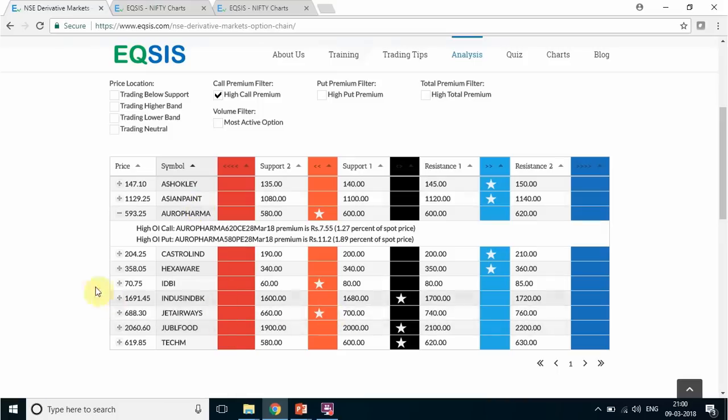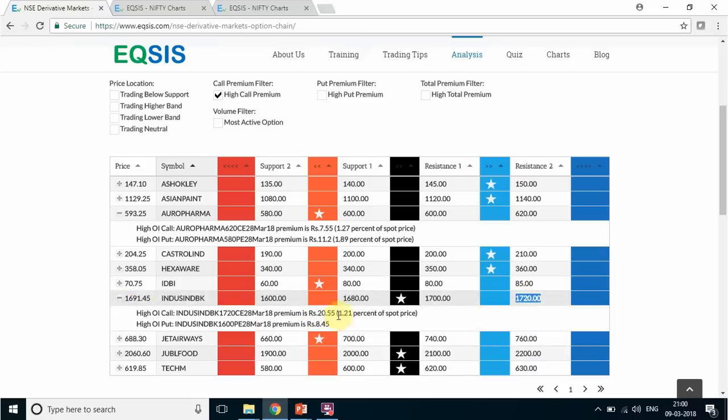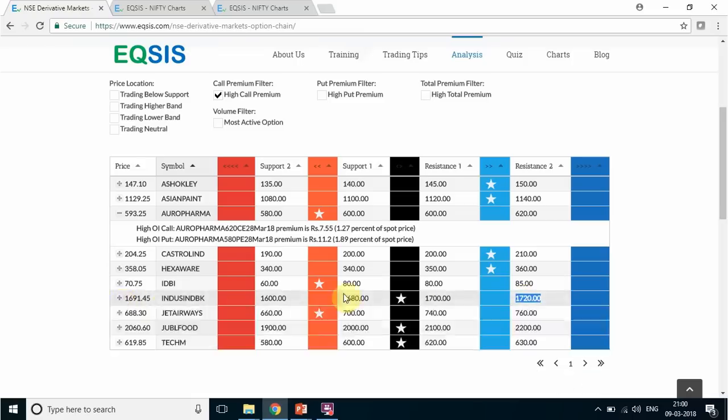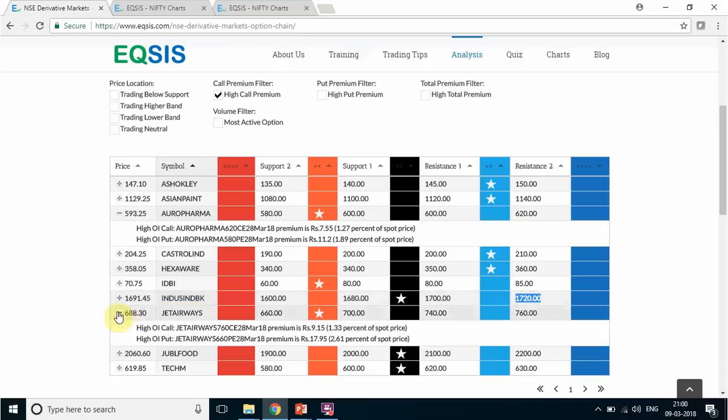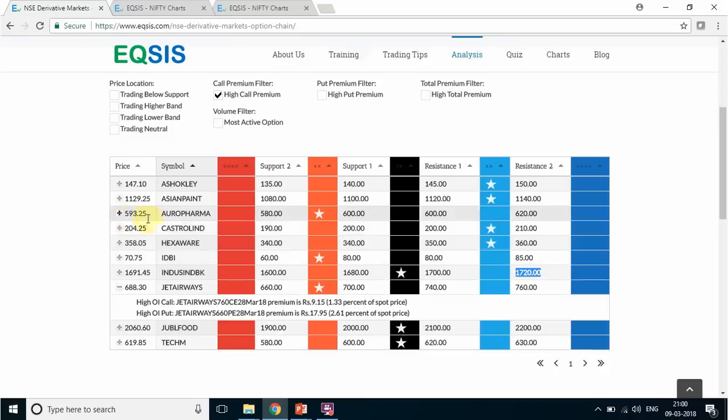Okay, look at this particular thing, which is IndusInd Bank. IndusInd Bank is trading at 1691. So the chances to touch 1720 is also a likely case. So the premium is high. It's a justifiable case, still 1.21%. So I'm not seeing much here. Okay, now Jet Airways. Look at Jet Airways again. Okay, now forget about Aro Pharma.